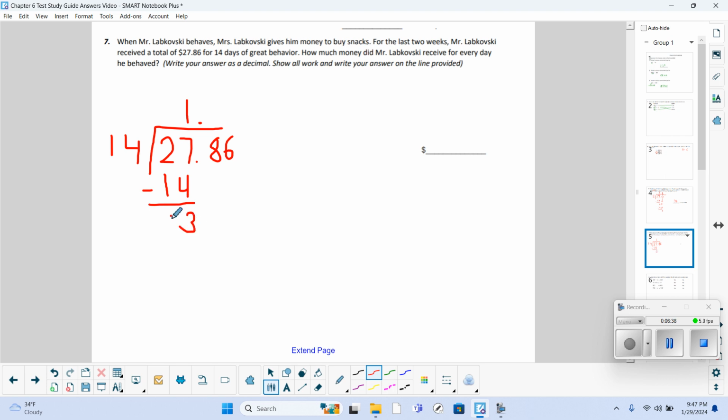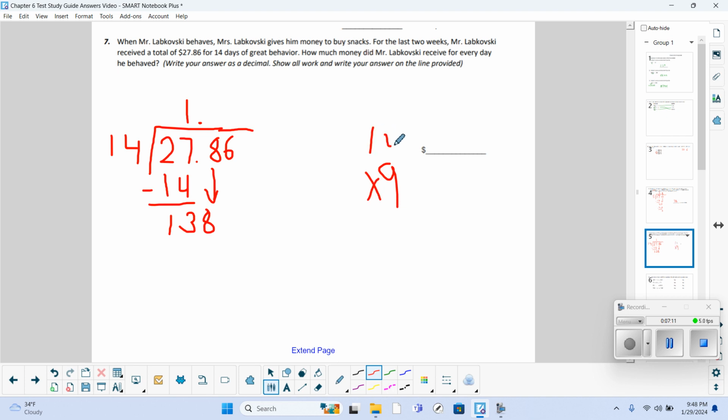2 minus 1, 1. So now I can bring down my 8, and I have to figure out how many times 14 goes into 138. So if I do a little mental math here, 10 times 14 is 140. So obviously it's not going to be 10, but 9 probably is going to work because 138 is really close to 140. So I'm going to put 9 over here on the side.